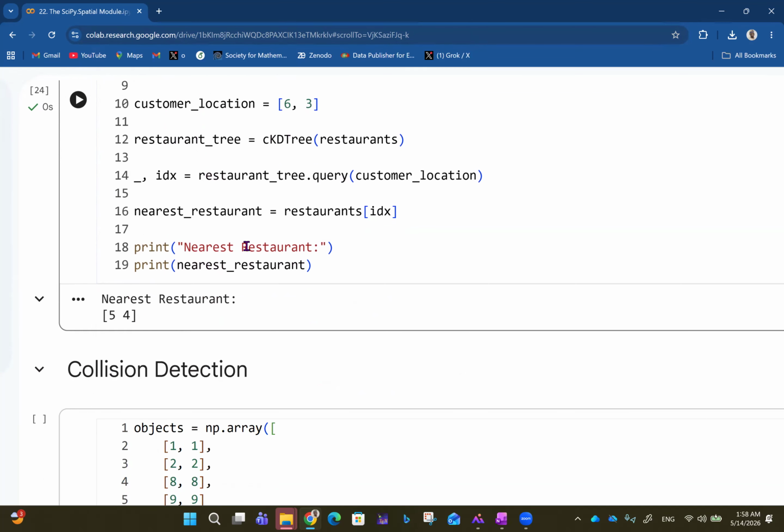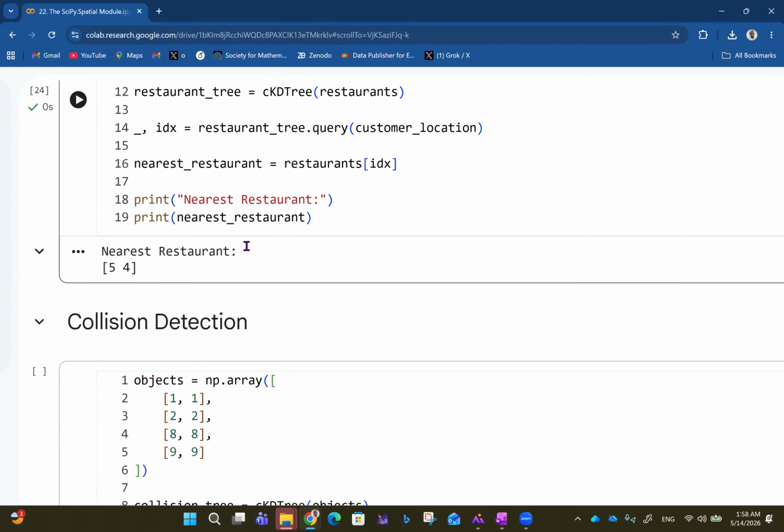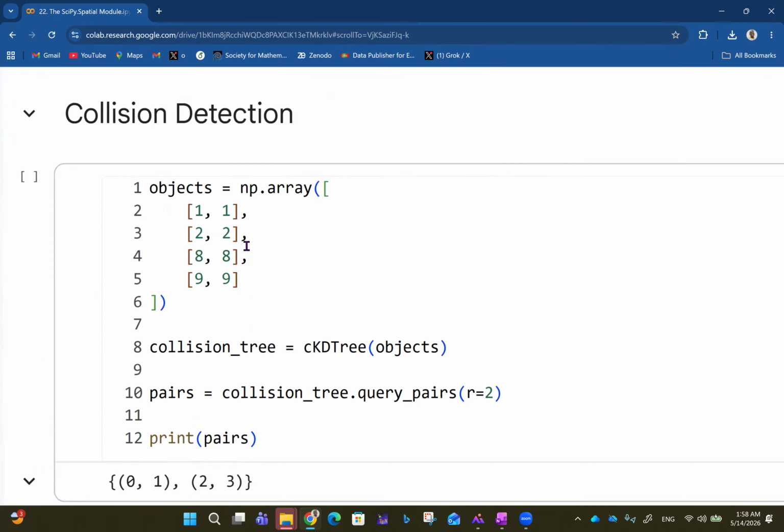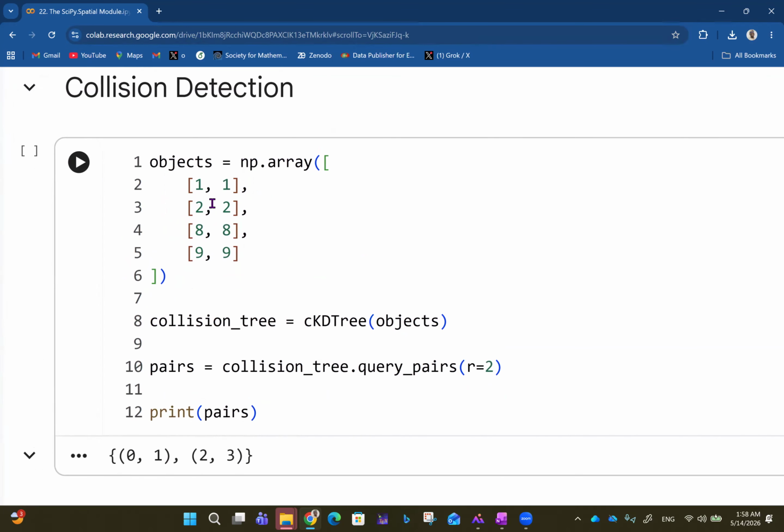Of course, you could also want to detect more than one so that I know their distances. In that case, you can use the example I had used the other time. You can also do some collision detection. So you have objects at 1, 1, 2, 2, 8, 8, 9, 9. The collision tree will now be cKDTree of the objects. Of course, that's a NumPy array in this case. So the pairs are collision_tree.query_pairs. You do that, and then you can detect pairs that can help you avoid collision like that.